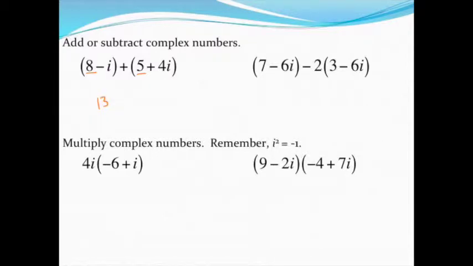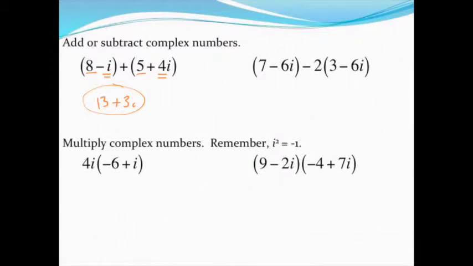And then also let's match up our imaginary numbers. So negative 1i plus 4i adds up to 3i. That is my answer. It's as easy as that. Just add up the real numbers and add up the imaginary numbers, and there you go. When you're subtracting, same idea.